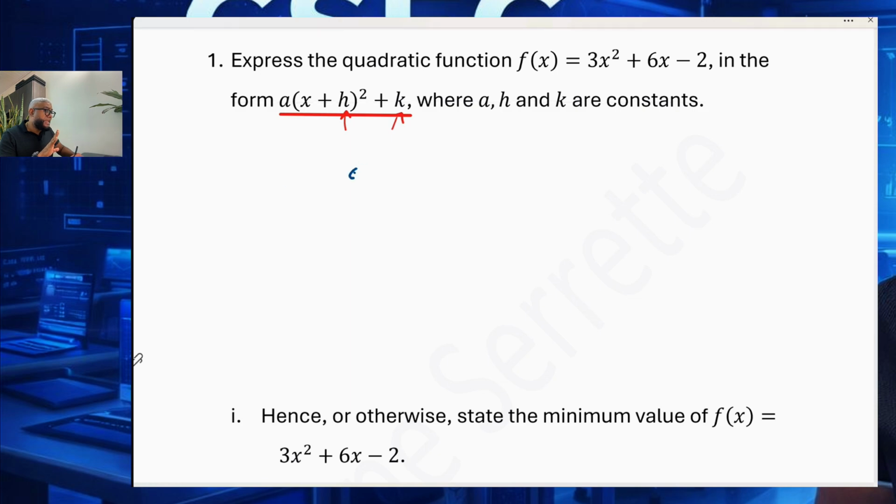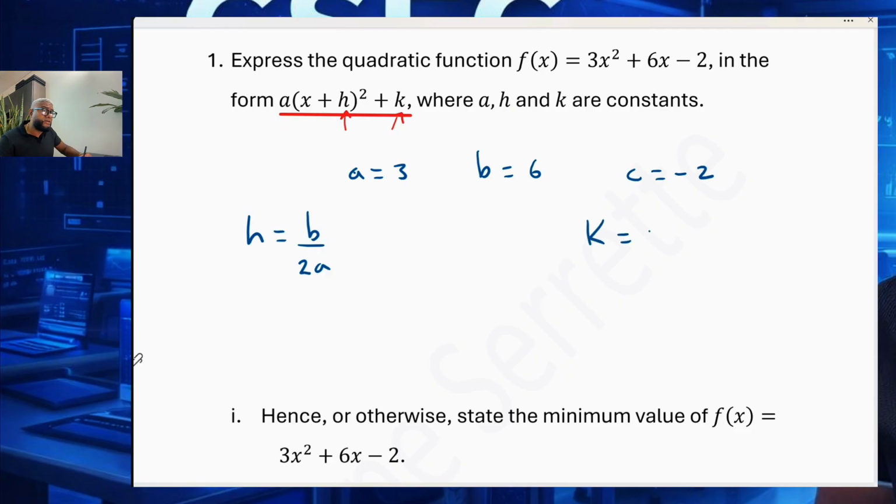So let's first identify what a, b, and c are. Could somebody give me that? a would be equal to 3, the number in front of x squared. b would be equal to 6. And c would be equal to negative 2. From here on out, it's full onslaught because they have formulas to deal with this, right? So we want to find the value of h and the value of k. h is equal to b over 2a.